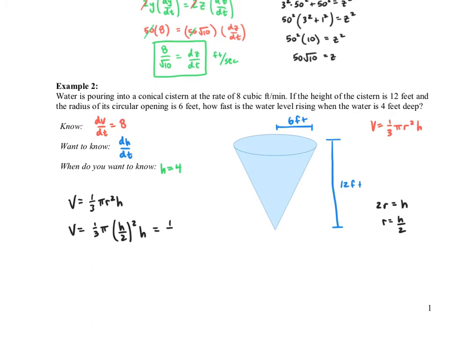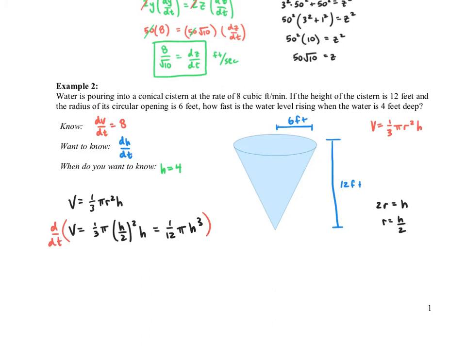And we get 1/3. Sorry, let's back up. We get 1/3 times 1/4, because remember we have H divided by 2 squared. So we have 1/3 times 1/4, which is 1/12, pi times H cubed. And this is what we're going to differentiate with respect to time.